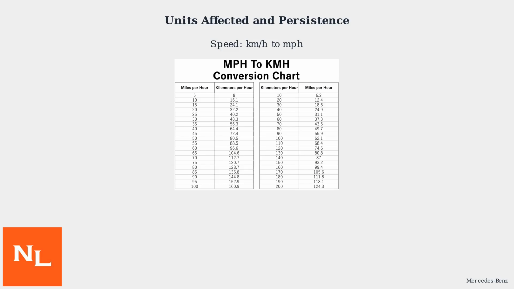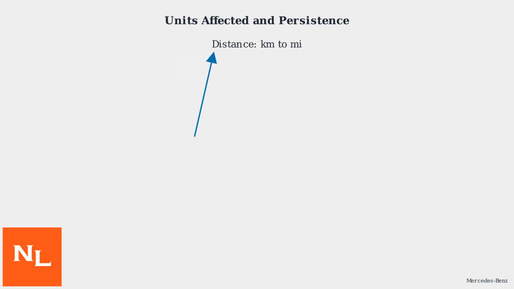Changing the unit setting on your W245 affects several key measurements. These include speed, distance, fuel consumption, and temperature. Let's examine each one. Speed units switch from kilometers per hour to miles per hour. This affects your speedometer display. Distance measurements change from kilometers to miles. This impacts your odometer and trip meter readings.